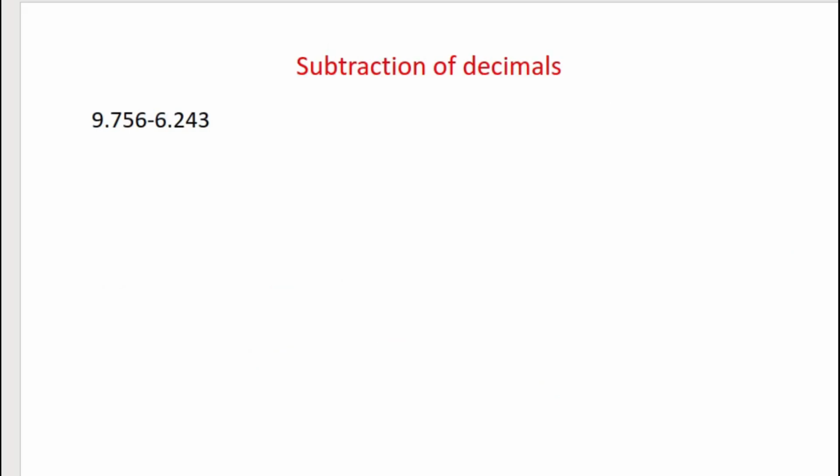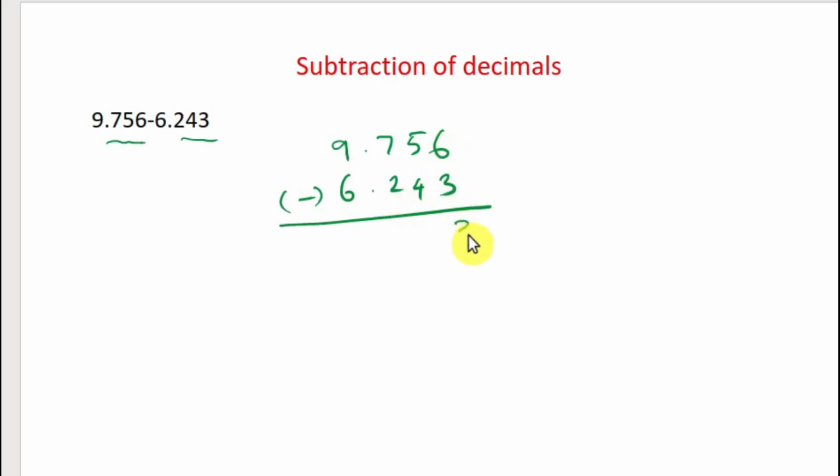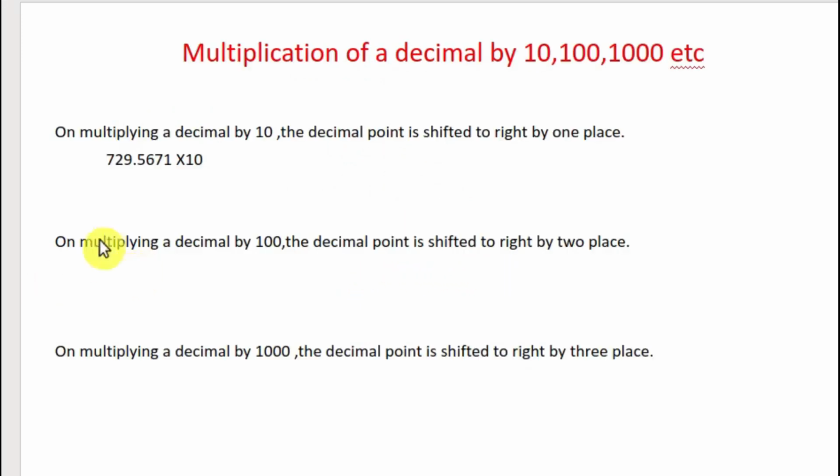Next, we are going to see the subtraction of decimals. As I told you, same only. 3 decimal places, 3 decimal places. So, writing the addends one by one in the column form, and we have to subtract because this is a subtraction of decimals. So, 6 minus 3, 3; 5 minus 4, 1; 7 minus 2, 5; the point directly here. 9 minus 6, 3. So 3.513.